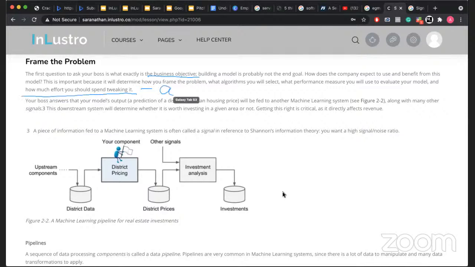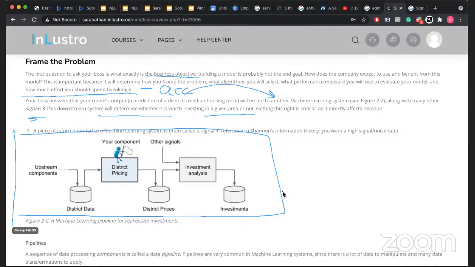Because the accuracy that you achieve in the model is concomitant with the amount of time that you spend on fine-tuning the model. So your boss usually answers that the model's output will be fed to another machine learning system, the prediction of the house price along with some other signals. The downstream system will determine whether it's worth investing in a particular area or not. Getting this right is critical because it directly affects the revenue of your company. So let's look at this particular diagram that has been given here.